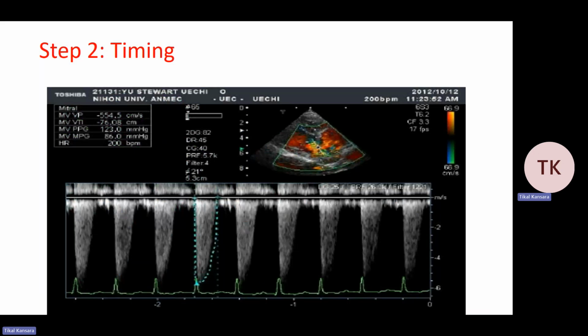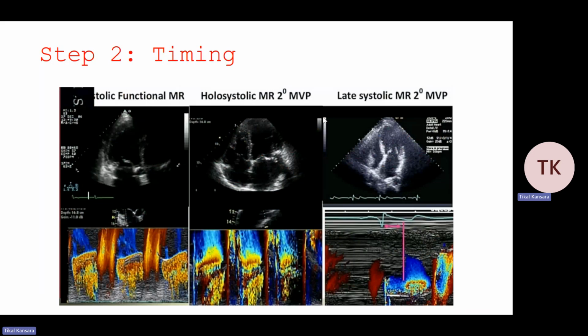As soon as the QRS complex starts, you will have a high velocity jet, because the left ventricle, which is the most powerful pump in the whole body, is pumping. So in most of the cases, I'm saying in most of the cases, you will have a high velocity jet, and it will start as soon as the QRS complex starts.